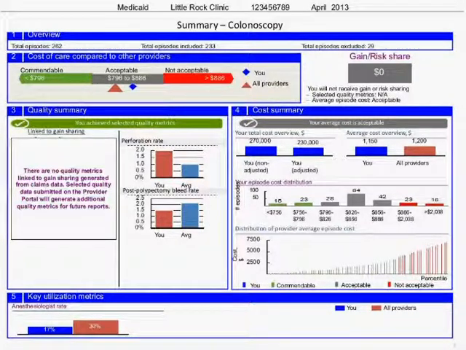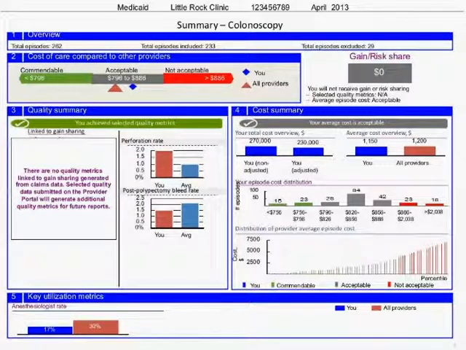The third section of the quality summary, on one side of the black line, will be a graph or graphs depending on the quality metrics for each episode.